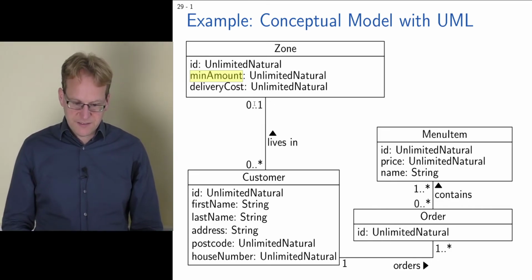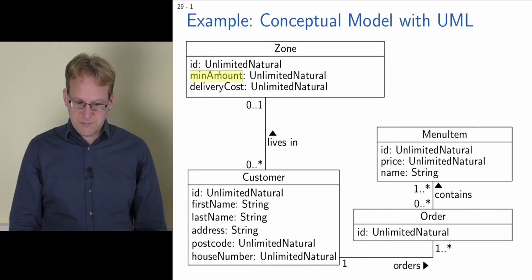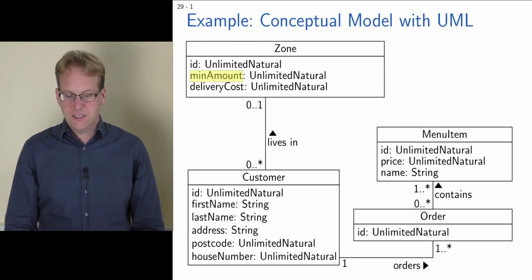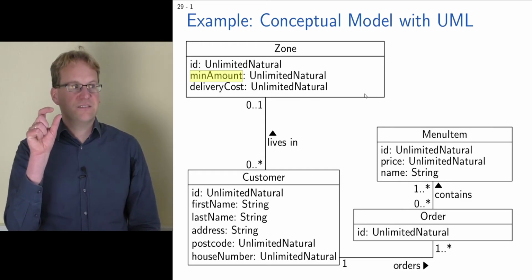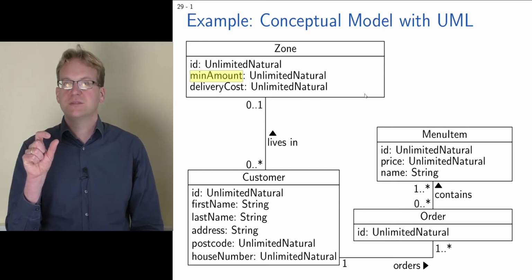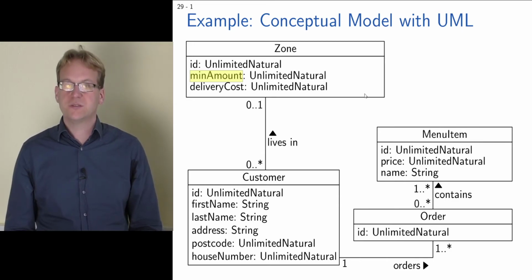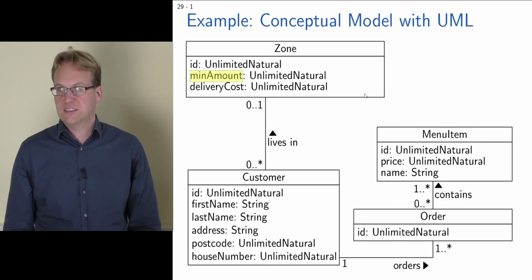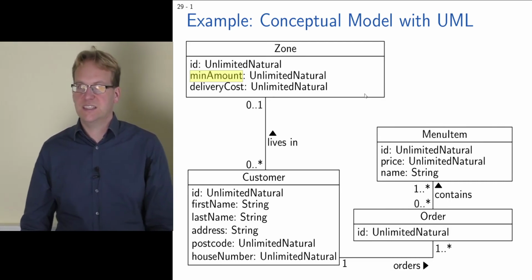I'm saying here that these euro amounts, like this min amount and the delivery cost, are natural numbers because you can think of cent values as integers. So 3 euros would be represented maybe as 300 cents.